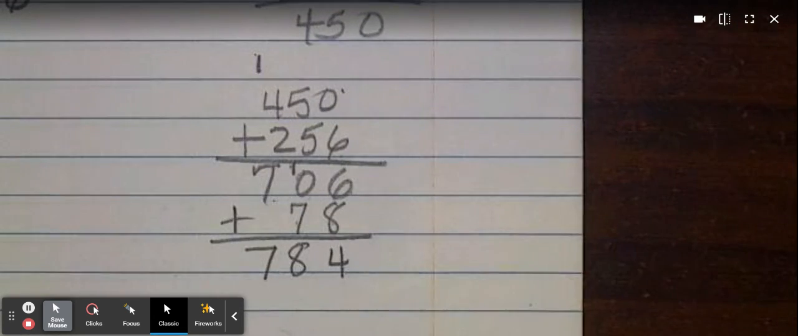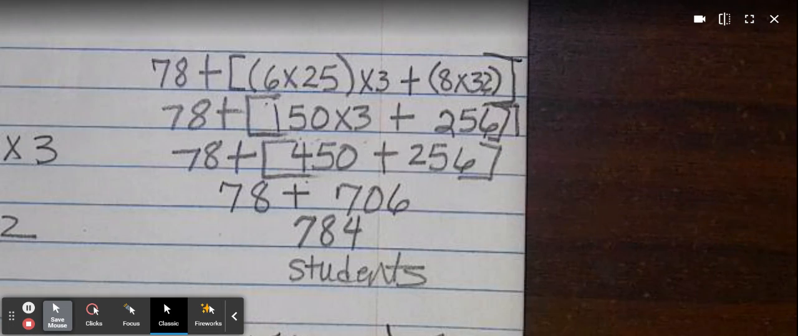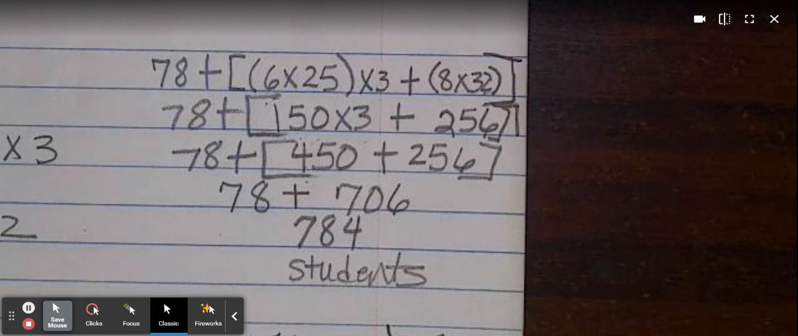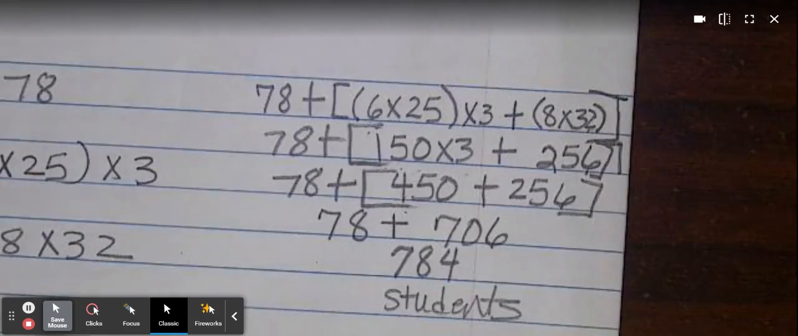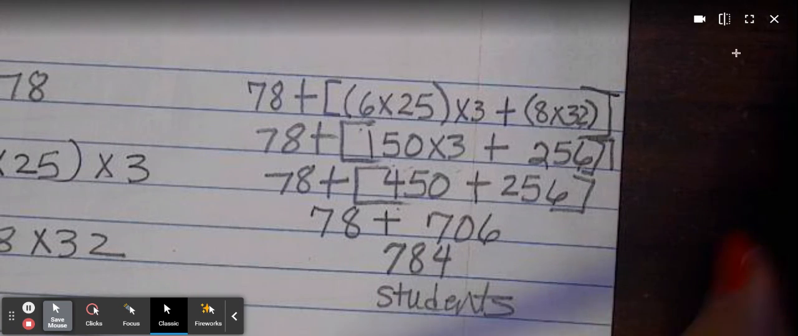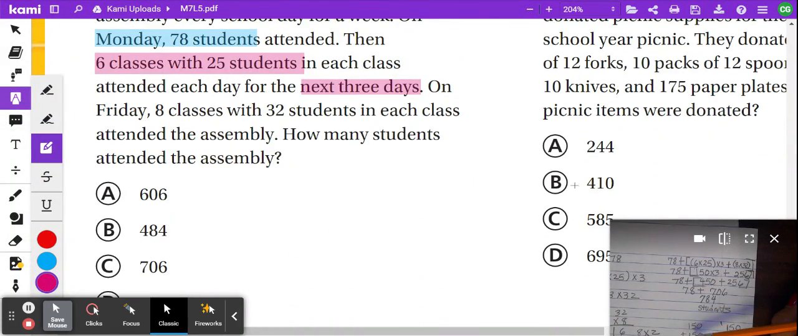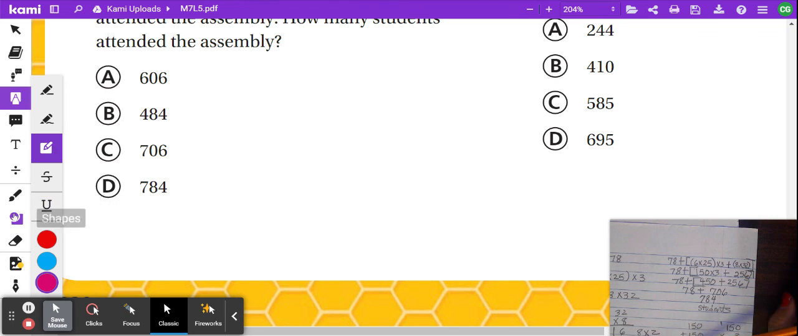6 plus 8 equals 14. Regroup. 7 plus 1 equals 8. And bring down my 7. So the total number of students that attended the assembly was 784 students. And that's what your whole problem would look like. And it's still your upside down triangle. Okay, so over here, and like I said, if you need to freeze it so that you can see it. So the answer is D.